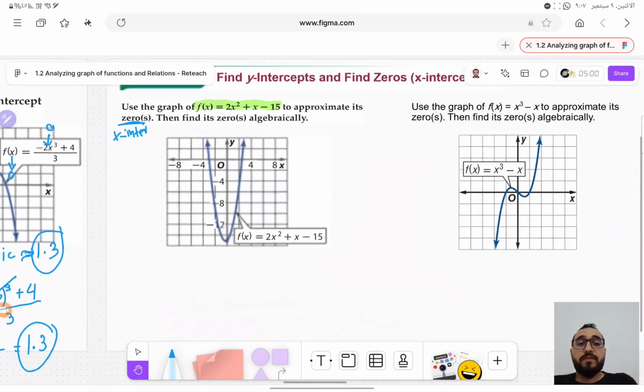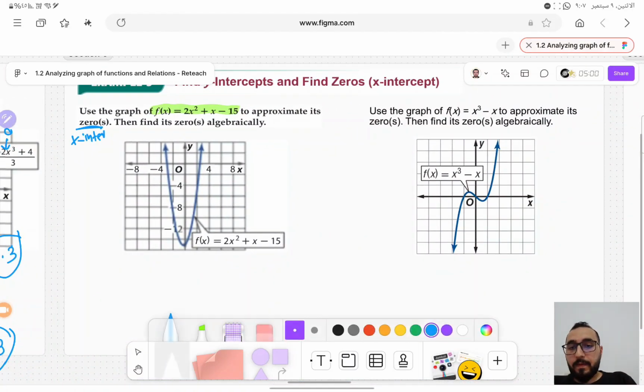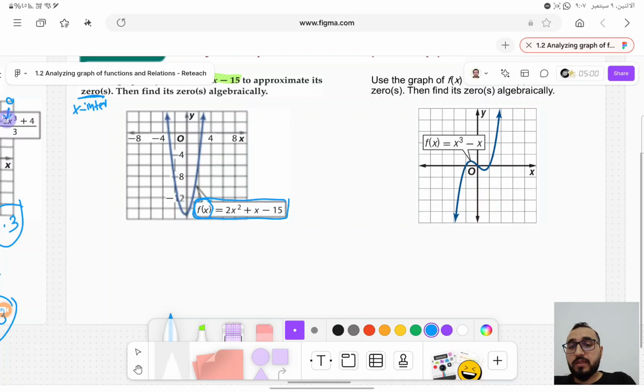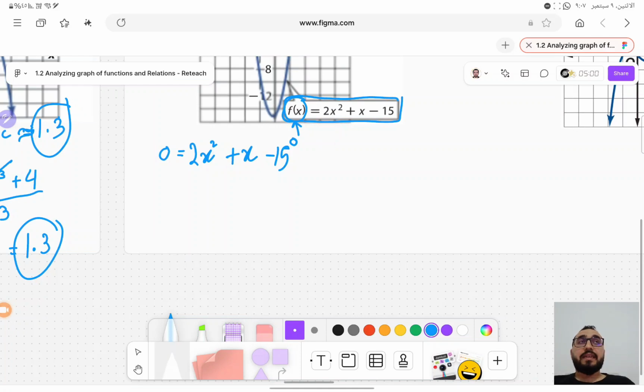Now let's go back to the question. So the question here, as you can see, this is the function. Now replace f of x equal 0. So this term here, all of that is equal 0. So now 0 equals 2x squared plus x minus 15. Now how can I find the x here? As you can see, this is a quadratic equation, a binomial, second degree.